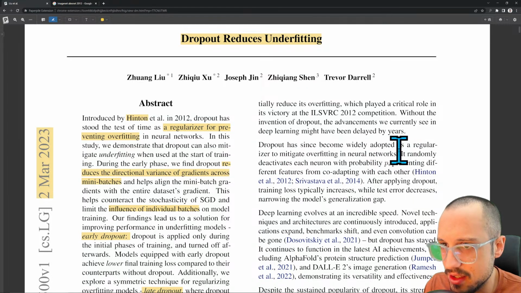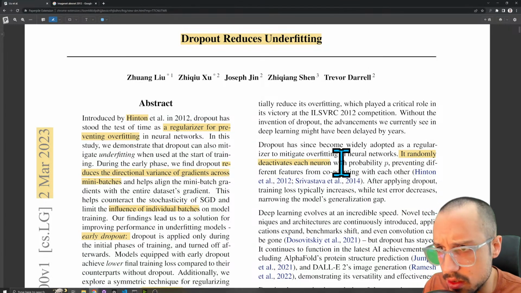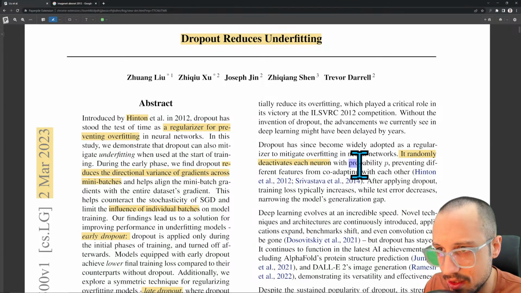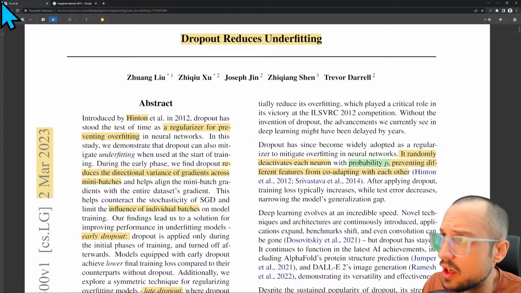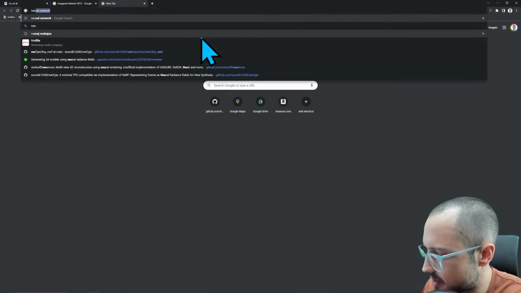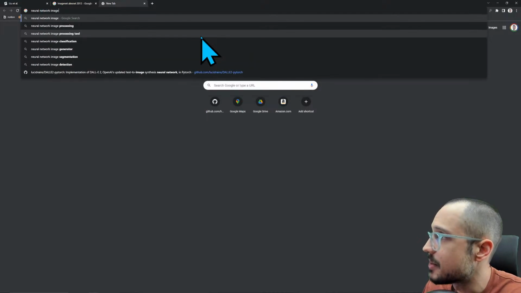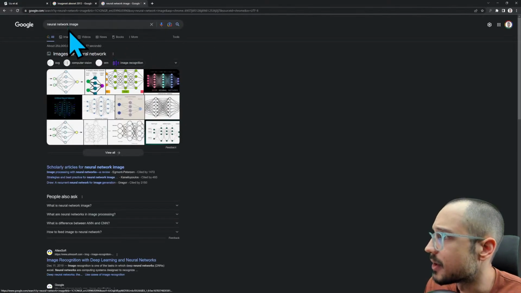Okay, so here's the actual formal definition of dropout. It randomly deactivates each neuron with probability p, preventing different features from co-adapting with each other. So probability p, got mathematical definitions in the introduction. And what do they mean here? Preventing different features from co-adapting with each other. So you could see how, let's go back to a neural network image.